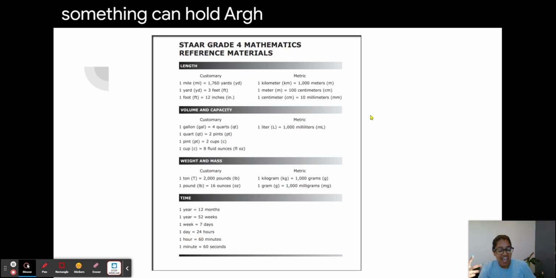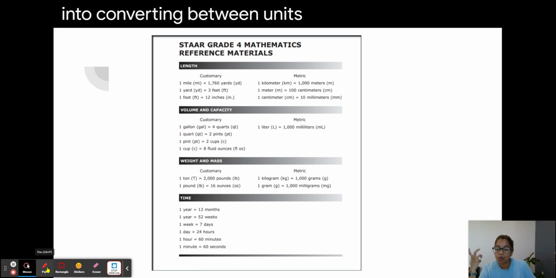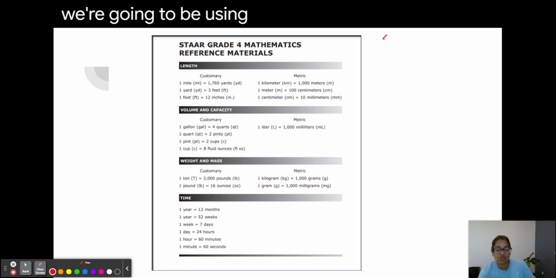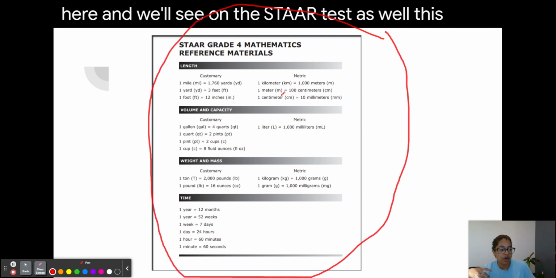All right. Now we're going to go into converting between units. A really big thing that we're going to be using is this reference chart right here, and we'll see it on the STAR test as well. This is a reference chart.